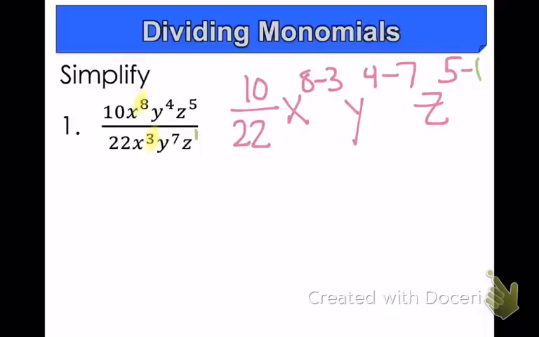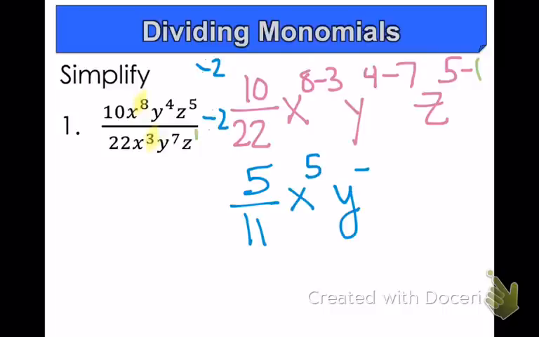So let's go ahead and reduce the fraction 10 over 22. The 10 and the 22 are both divisible by 2, so I'm going to divide both of them by 2. If I divide them by 2, I get 5 over 11. Now for this one, we are going to go ahead and write out our powers, x to the 5. At the end, we were going to change everything to positive powers.